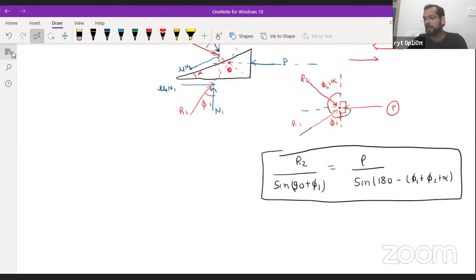Someone is asking, sir, can we apply Newton's second law in this case? Yes, as I already told you, it is an equilibrium problem. What do you understand by equilibrium? In case of equilibrium, there is no acceleration of the body. Newton's second law deals with acceleration, F is equal to m into a. Since there is no acceleration, we cannot use Newton's second law here. Is it okay?